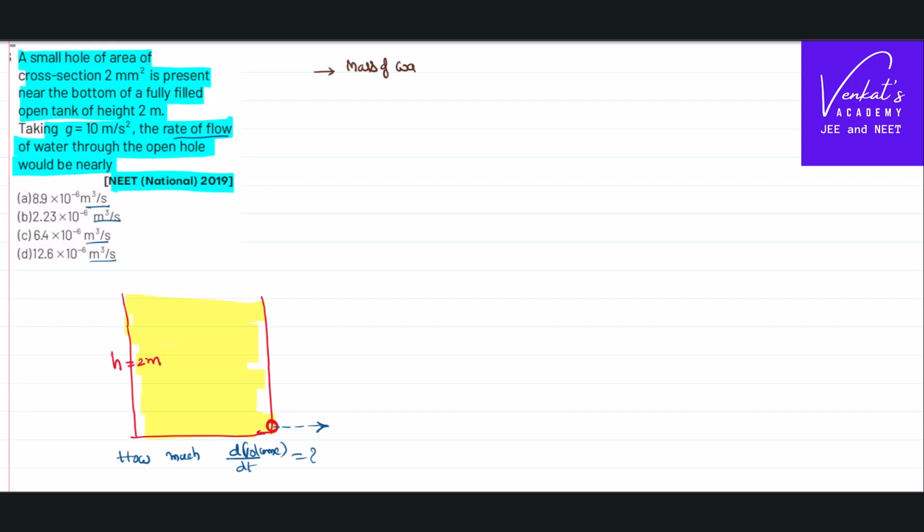The mass of water coming out per second could be written like dm by dt. d by dt of mass can be written like volume into density. d by dt of volume can be written like area into length and density. Area and density are constant. I can write dl by dt.